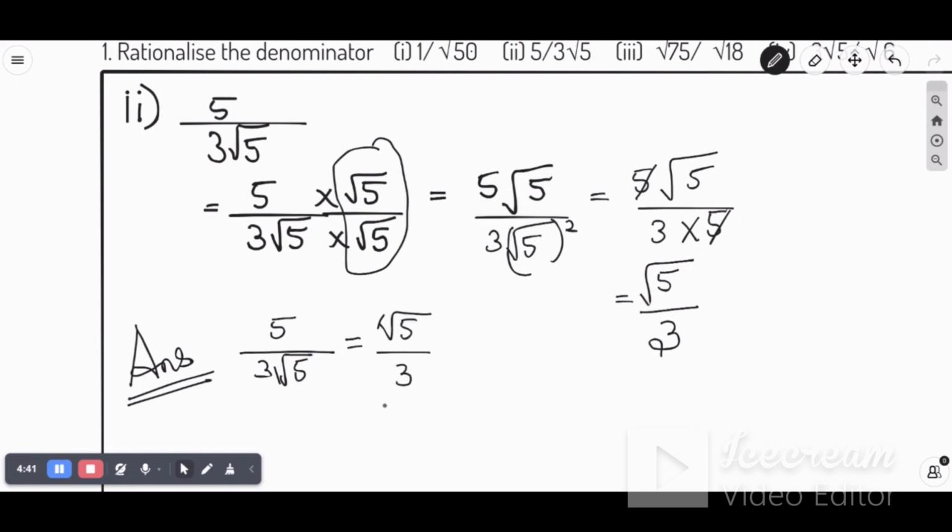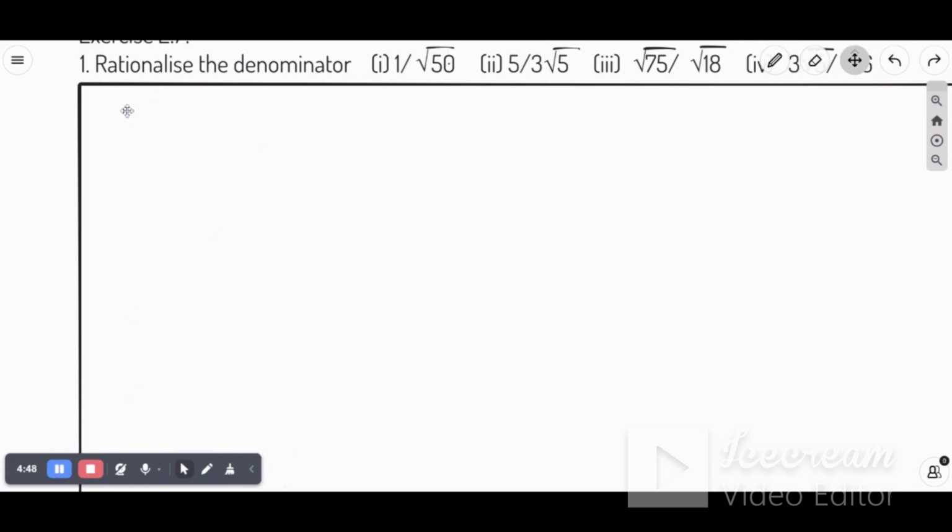So this is your answer. So with this done, let's move on to the third part of the question. The next question is, you have to rationalize square root of 75 by square root of 18.